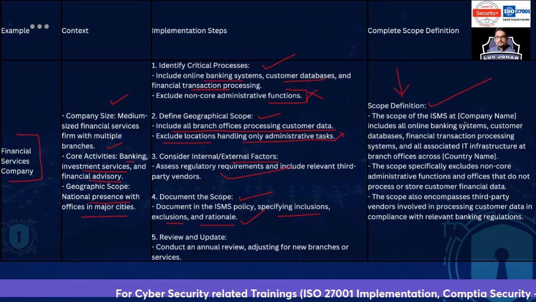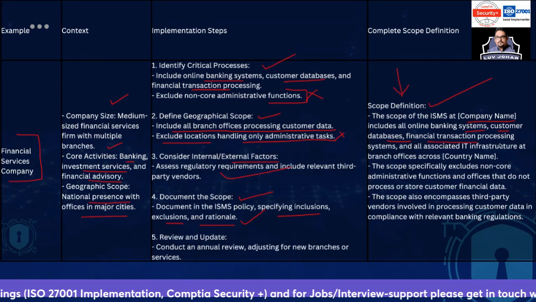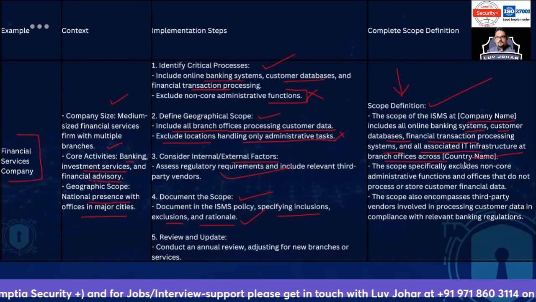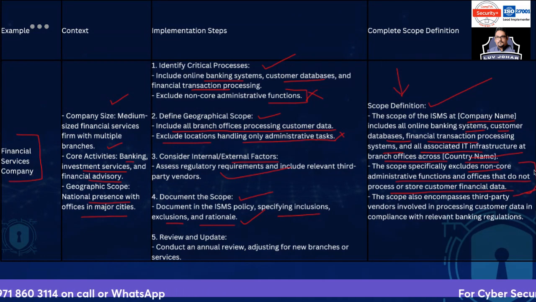The scope of the ISMS at company name financial institution basically includes all online banking systems, customer database, financial transaction processing systems, and all associated infrastructure at branch offices across the country name, right? This scope specifically excludes non-core administrative functions and offices that do not process or store customer financial data. This is how you add exclusions to the scope. Very important.